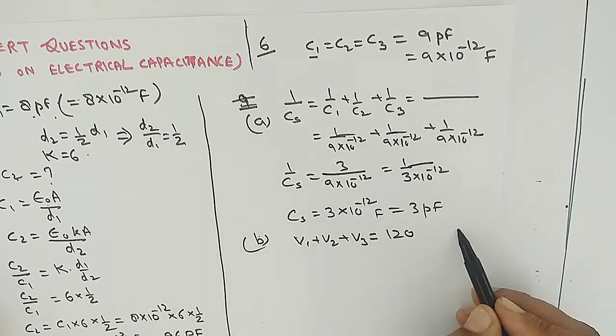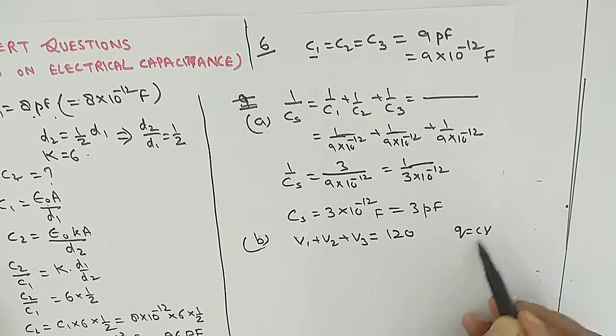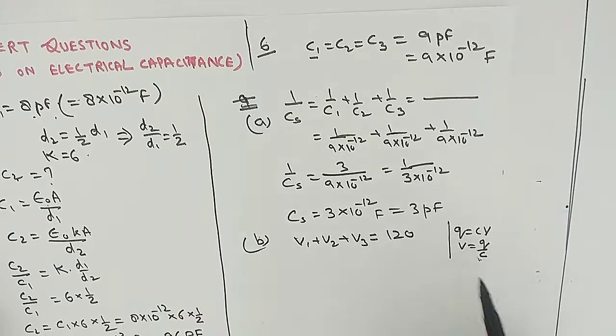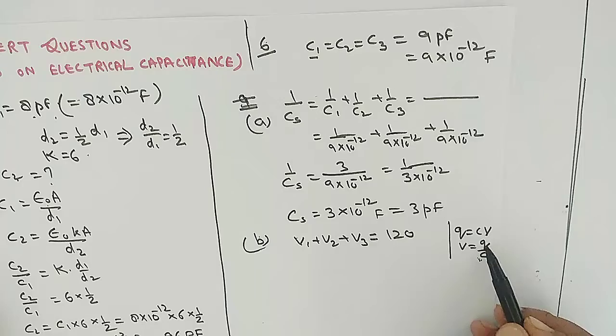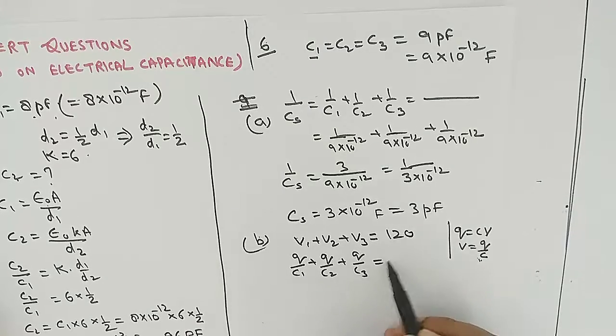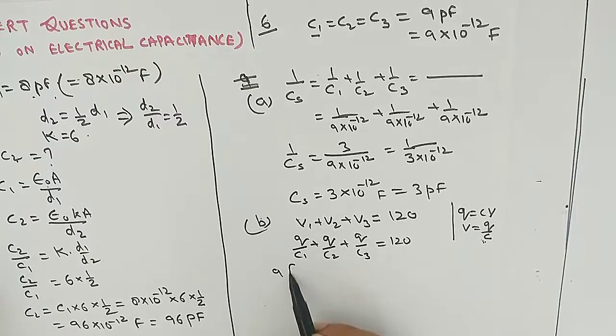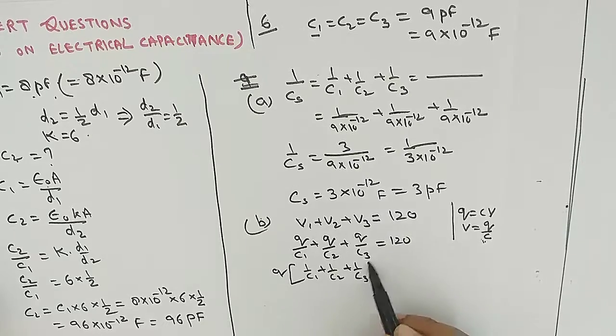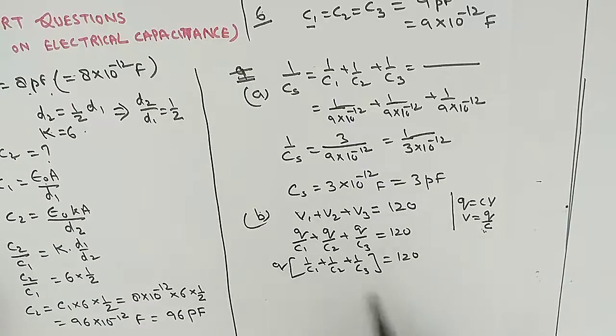You know from the formula Q is equal to CV, or V is equal to Q upon C. From this concept, put V1 equal to Q upon C1. So Q upon C1 plus Q upon C2 plus Q upon C3 is equal to 120. Simply take Q common: 1 upon C1 plus 1 upon C2 plus 1 upon C3 is equal to 120. Or because the three capacitors are connected in series, the combination gives Q times 1 upon CS.